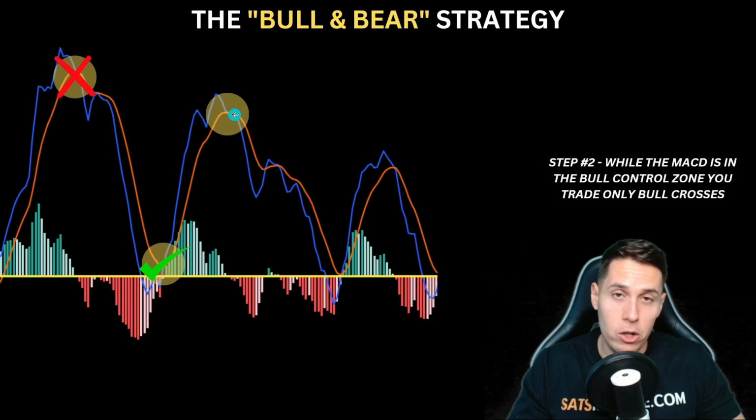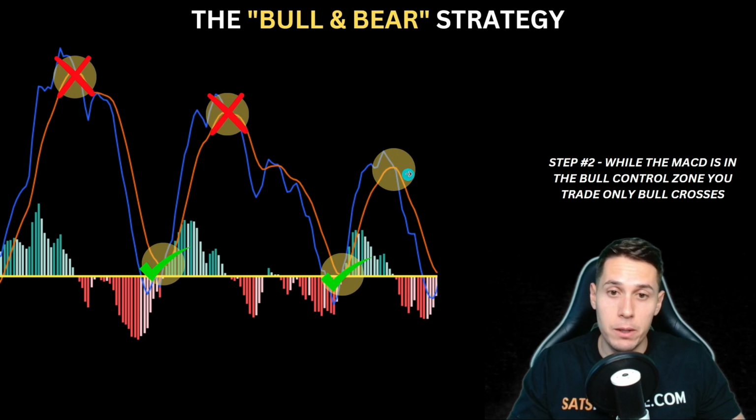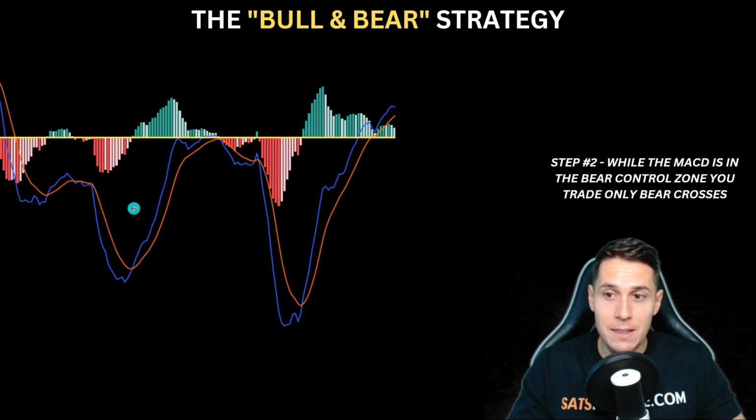Absolutely. This is a bear cross. Do you take this cross? No, not at all. Then a bull cross. Do you trade this bull cross? Absolutely, because we're in the bull control zone. Bear crosses in the bull control zone we ignore. That's how it works. While the MACD is in the bear control zone, you only trade bear crosses.